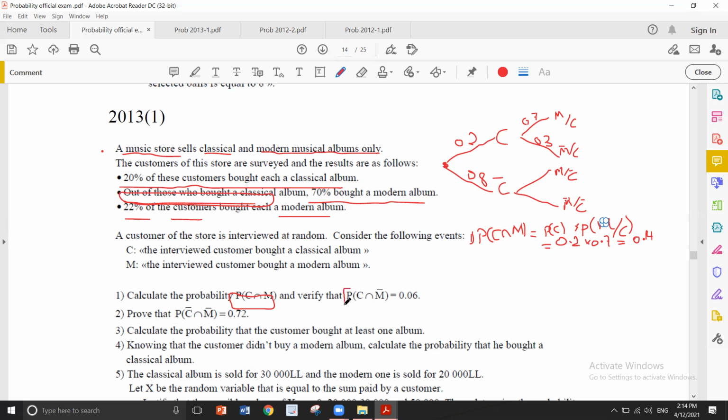What about the probability of C intersection M bar? P of C intersection M bar equals probability of C times probability of M bar given C, which equals 0.2 times 0.3, equal to 0.06.